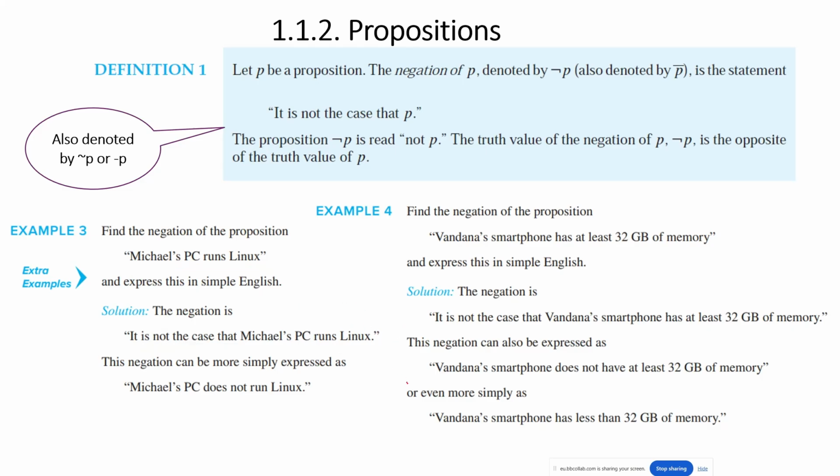Or you can work with the meaning. Vandana's smartphone does not have at least 32 GB, or you can say it has less than 32 GB, because if it does not have at least 32 GB, that means it has less than 32 GB. Whatever is equivalent, the main idea is that I'm negating something, I'm doing the opposite of something.